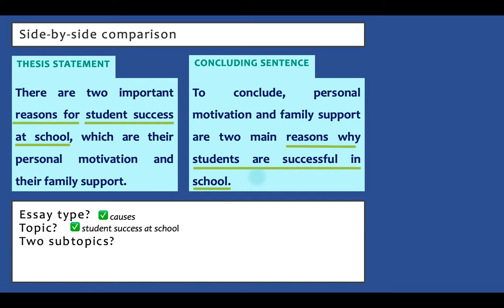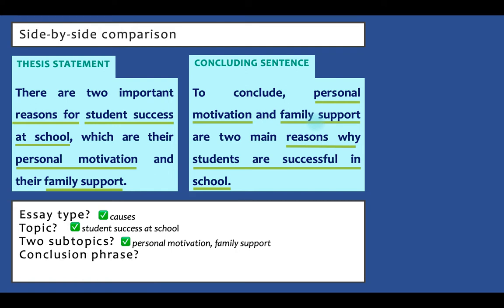Do we have the 2 subtopics? Personal motivation, family support. And over here, personal motivation and family support. Both of them include both subtopics. And do we have our conclusion phrase in the concluding sentence? Yes, here we have it. To conclude, with a comma.